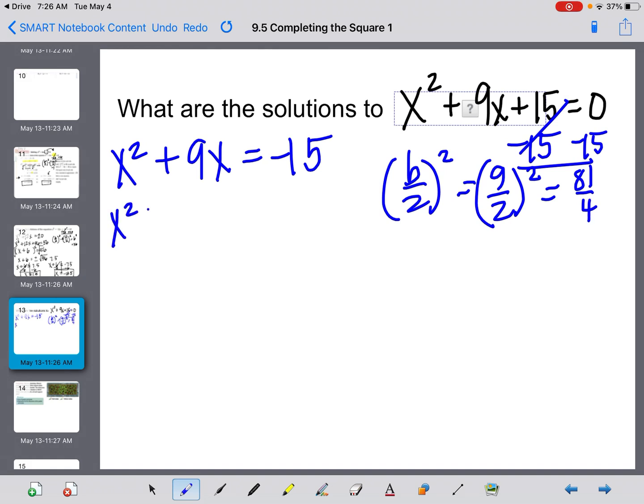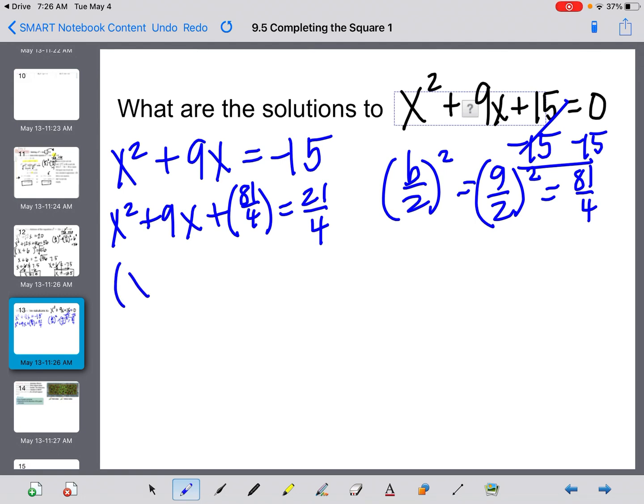So I have x squared plus 9x plus 81 over 4 is equal to, when I add a negative 15 plus 81 over 4, I actually end up with 21 over 4.